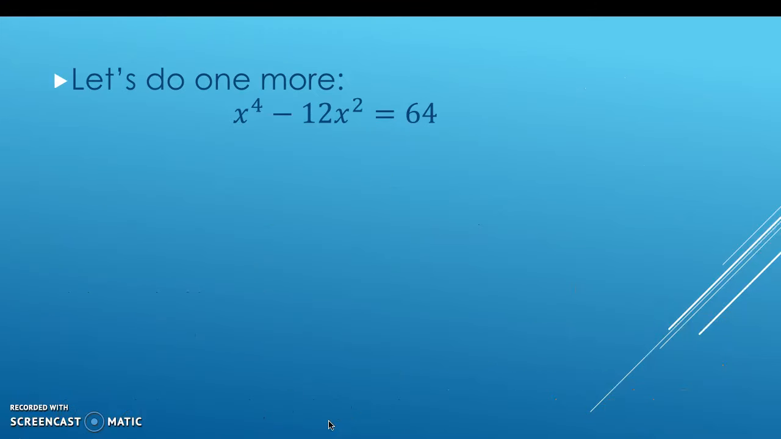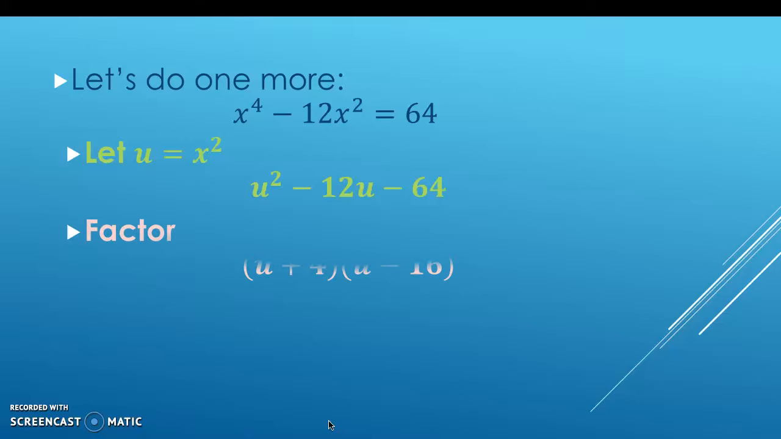So here we have to get it set equal to 0 before we can start, so we have to subtract 64, and we're going to still make u equal to x squared. So u squared minus 12u minus 64. So we're going to factor, and what multiplies to negative 64 and adds to negative 12 is positive 4 and negative 16.